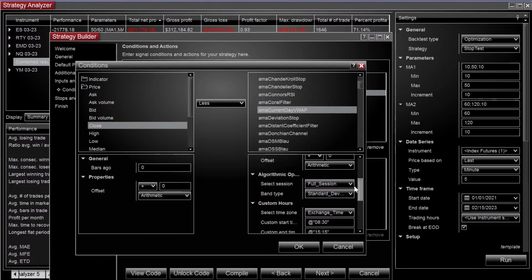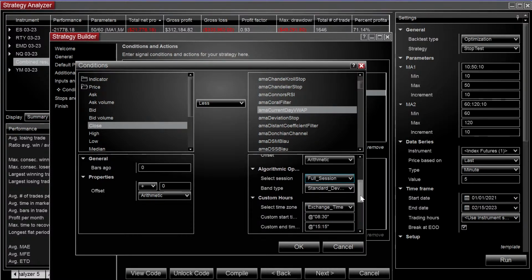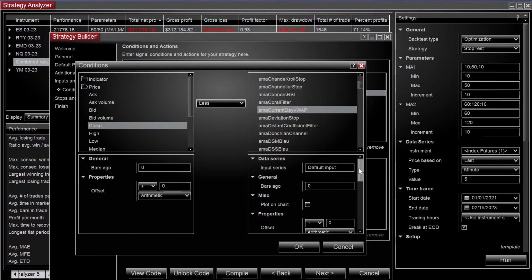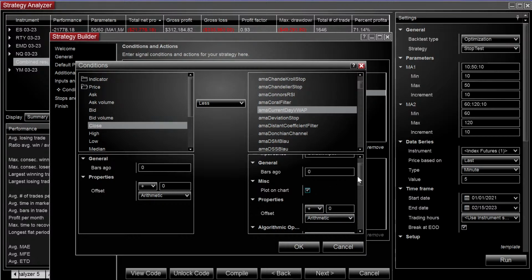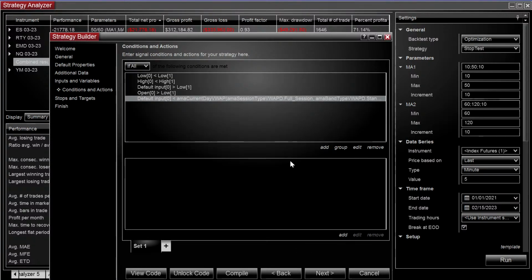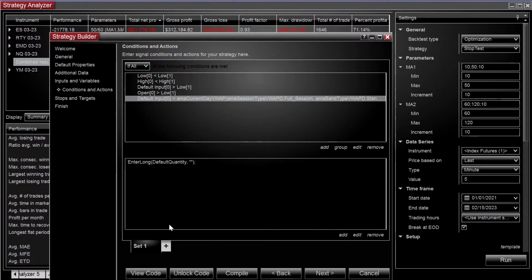Current day VWAP, and we'll leave it on the full session for now. Yes, the full trading session. We'll apply it on the chart. Session VWAP, so price is less than the VWAP. So we got a hammer, price is less than the VWAP, going to enter long.